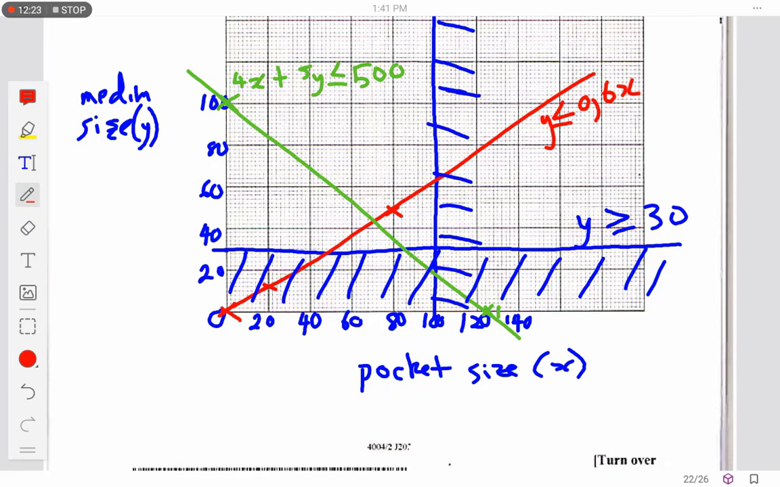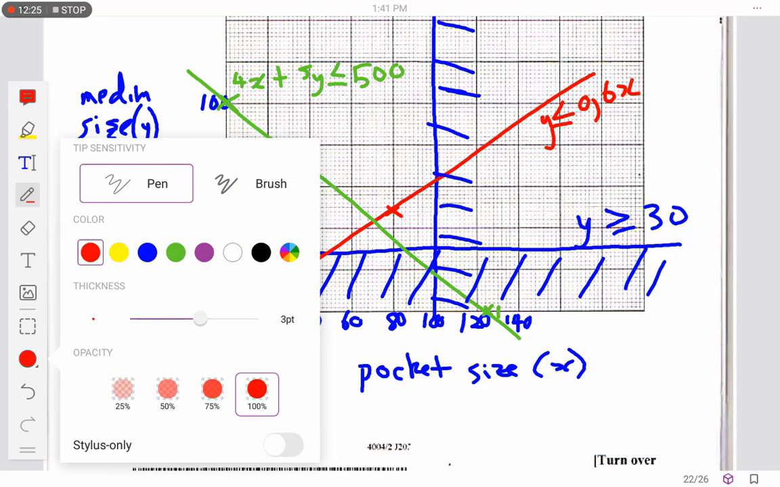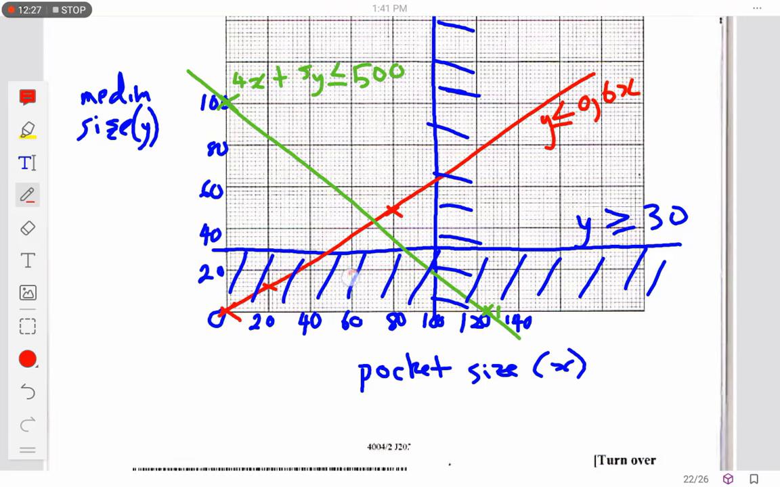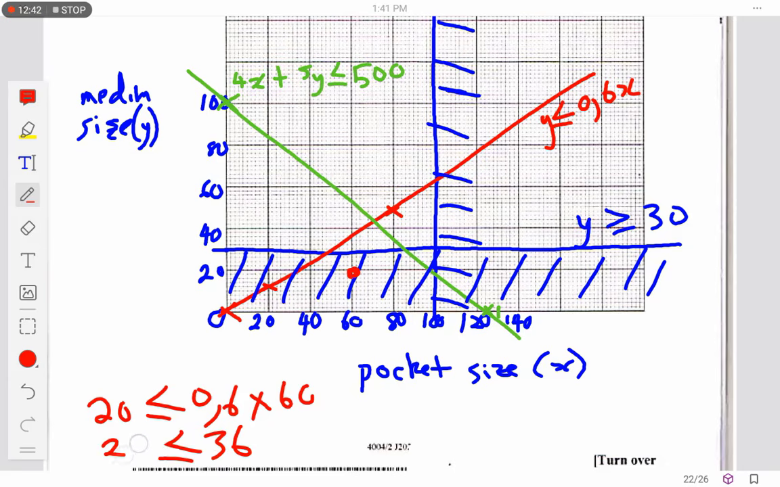Okay, so now I'm going to take this point here, which has got y is 20. So we are saying 20 is less or equal to 0.6 times our 60 there. So you find out we now have again 36 is greater or equal to 20. So that satisfies the region there. That's how you can tell that this is the wanted region, this is unwanted region.